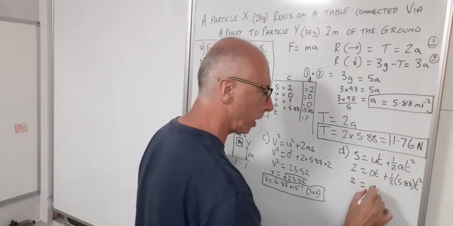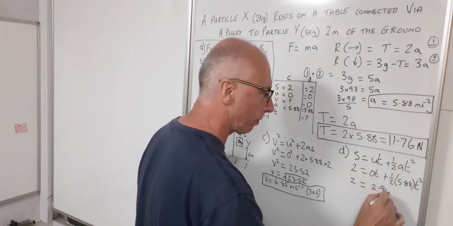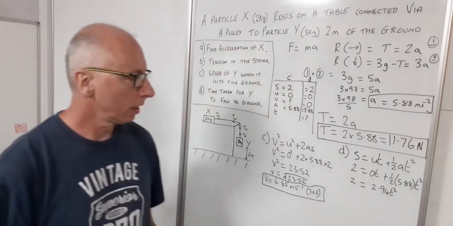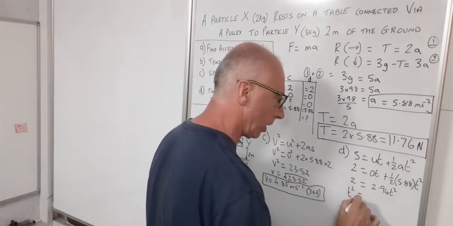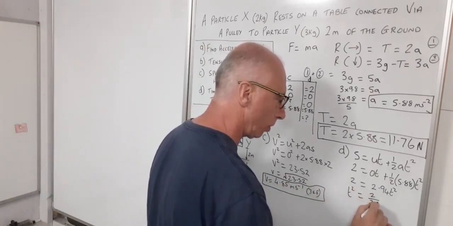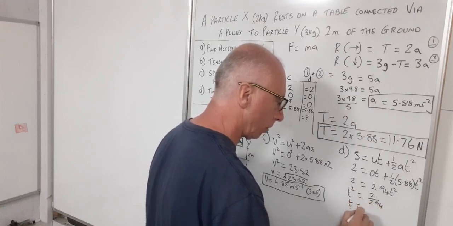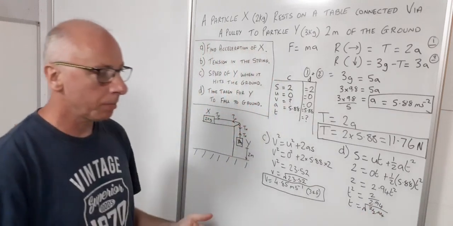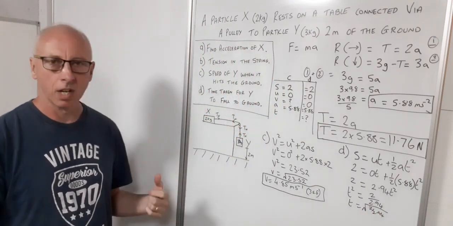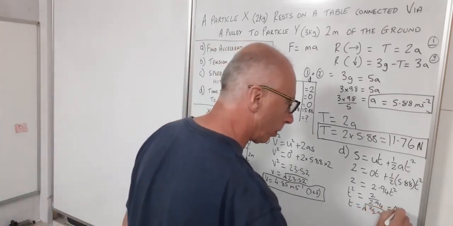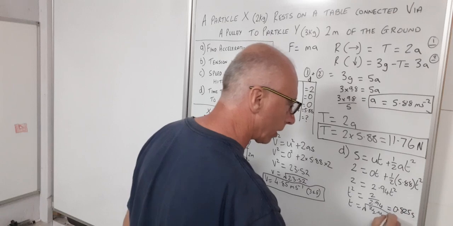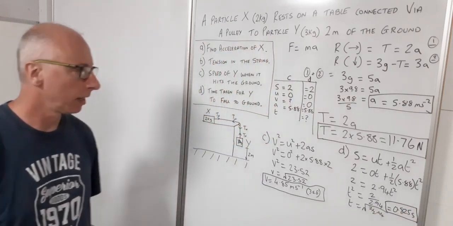So now I've got 2 equals 2.94 T squared. So divide both sides by 2.94. So bring the t squared over here just for easiness. So it's 2 over 2.94. So t equals the square root of 2 over 2.94. So if I put that into my calculator to 3 significant figures, I'm going to get 0.825 seconds. So that's my answer to part D.